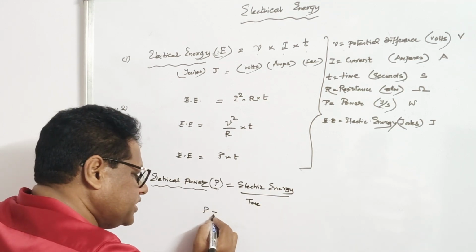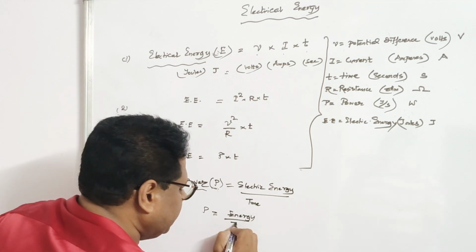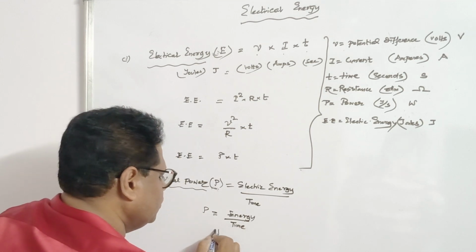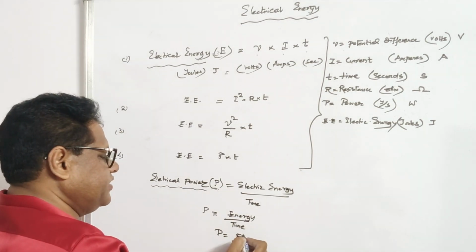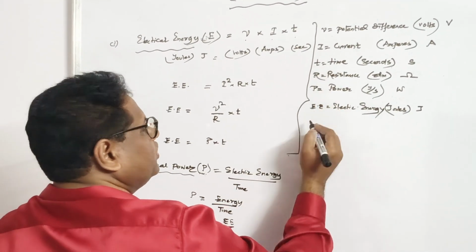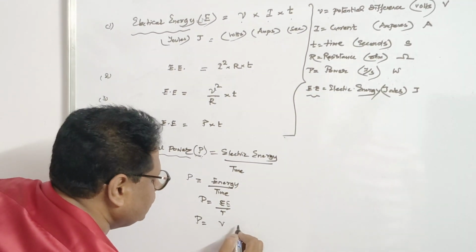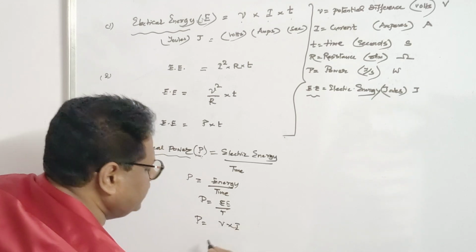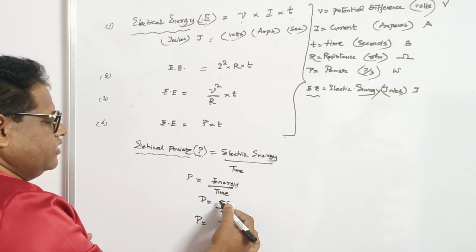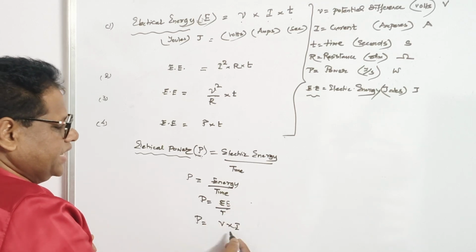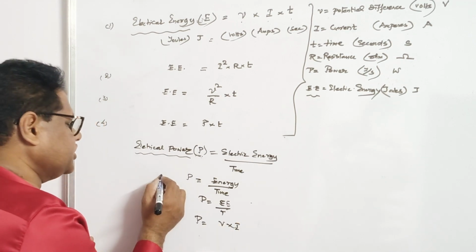So we can express this as P equals energy by time. So P equals E by T. That means the electric energy what we have written over here. Clear? Also power equals V into I, because since it is the rate of work done, if you divide VIT by T, T cancels. So V into I, this is the second expression. This is the first expression.